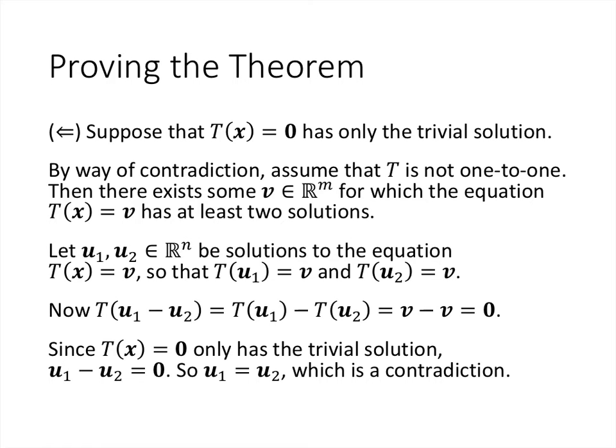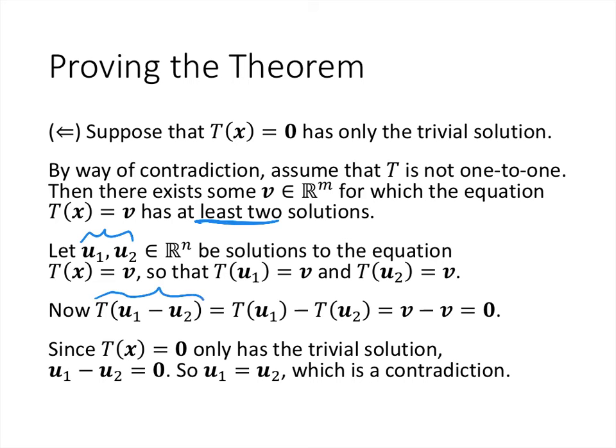So what would it mean for T to not be one-to-one? Well, that would mean that in the codomain, there's some point that has two arrows pointing to it. In other words, some vector v in R^m for which the equation T of x equals v has at least two solutions. All right, well, let's name those solutions. We know we have at least two solutions, so now we've come up with names for those two solutions. That lets us work with that idea. So let's say we have two solutions. That means that T of u1 is v, and T of u2 is also v.